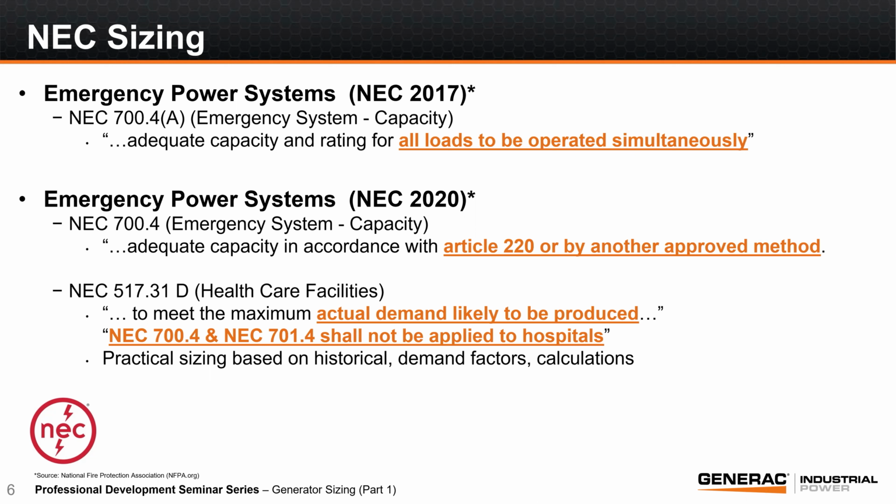Hospitals have different sizing requirements. They are sized per Article 220, which covers branch and feeder circuit sizing. This applies certain load factors to certain load types. And in healthcare, you want to only size the generator to cover the maximum actual demand that's likely to be produced during an emergency situation, such as powering your operating rooms or your life safety or life support systems.